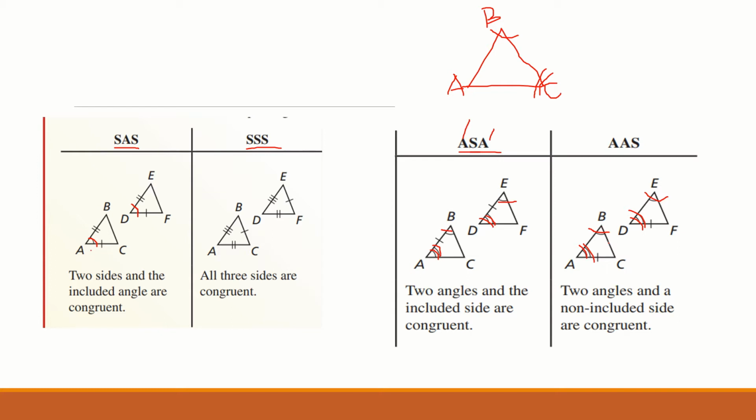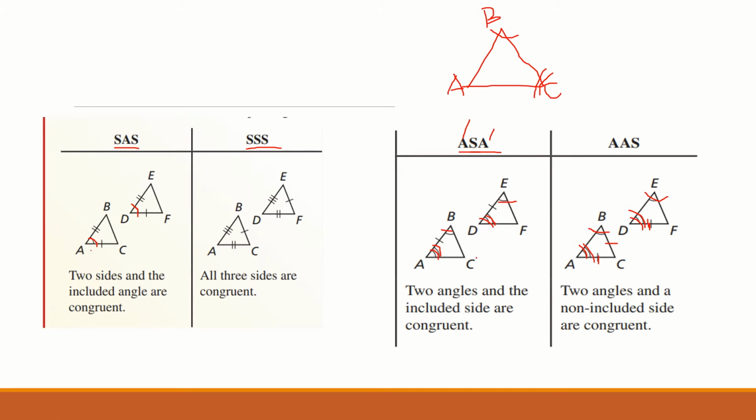Pwede din na side BC. Kung sa una ang ating may mark ay side BC, kailangan ang may mark dito ay side EF. Since ang may mark dito ay side AC, ang may mark dito ay side DF. Since the corresponding side of side AC is side DF.